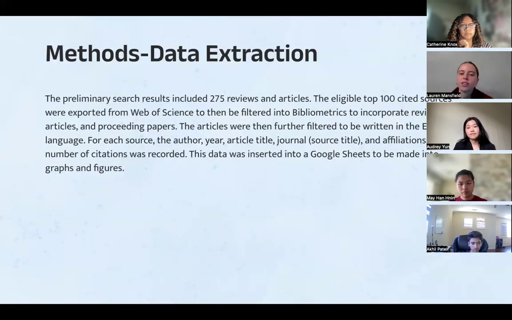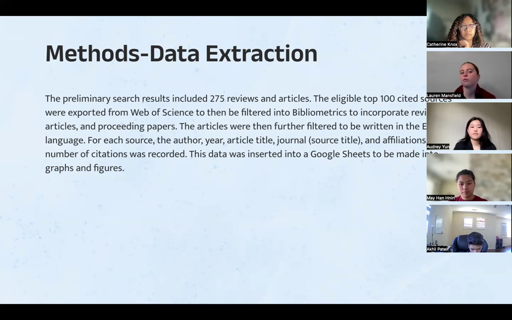As mentioned before, for the data extraction, the preliminary search results included 275 reviews and articles. The eligible top 100 cited sources were exported from Web of Science to then be filtered into bibliometrics to incorporate reviews, articles, and preceding papers. The articles were then further filtered to be written in the English language.